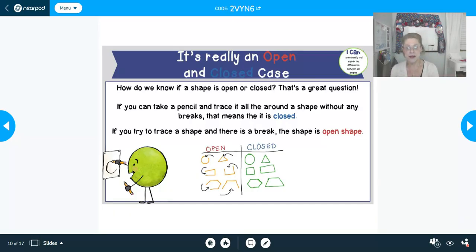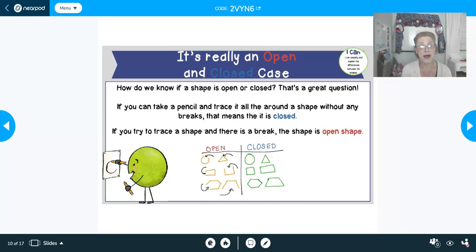If you can take a pencil and trace a shape all the way around without ever lifting your pencil and the shape never breaks, then the shape is closed. But if you try to trace a shape and there is a break in that shape, then the shape is considered an open shape. So look at the chart below. One side is open and the other side is closed.